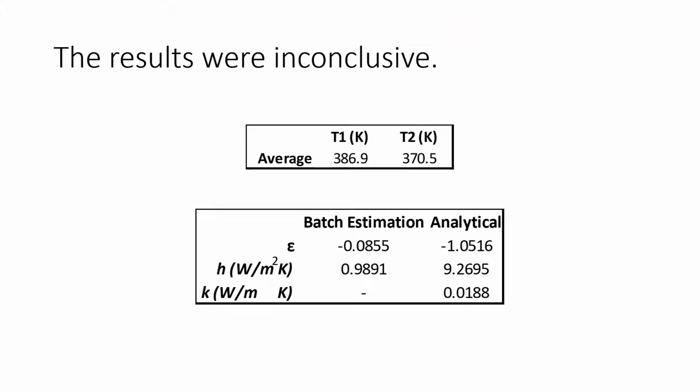The results of the experiment are shown here with the average temperatures measured and the batch estimation of epsilon and heat transfer coefficient, as well as my analytical results for both epsilon and heat transfer coefficient, as well as the K value. I determined a K value of 0.0188, which turned out to be incredibly small, but this could be because of the Q value that I measured.